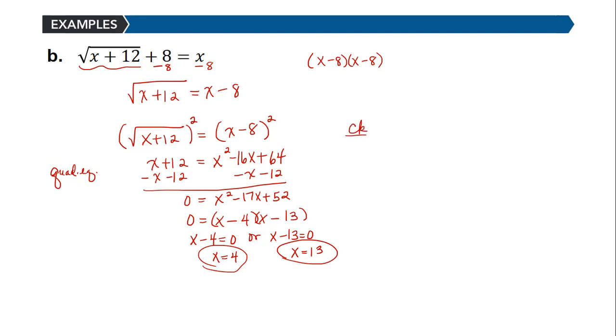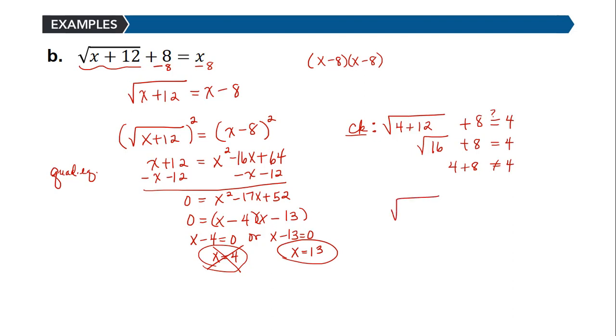So we just need to check by substituting these values in place of x in the original equation. If we replace x with 4, we get the square root of 4 plus 12, then plus 8. Is that equal to 4? This gives us the square root of 16 plus 8. Is that equal to 4? And no, because the square root of 16 is 4, plus 8 is 12, which is not equal to 4. So we have to discard this solution of 4.